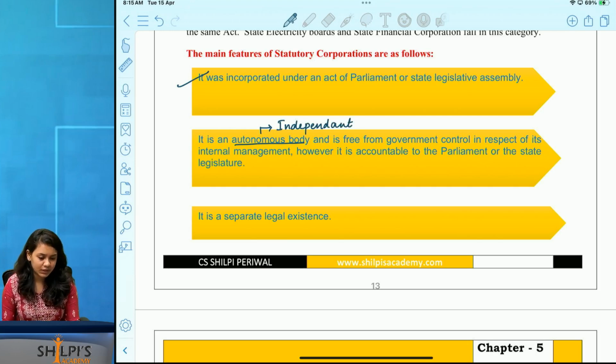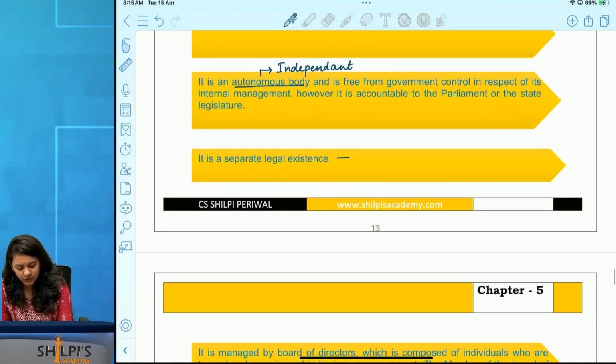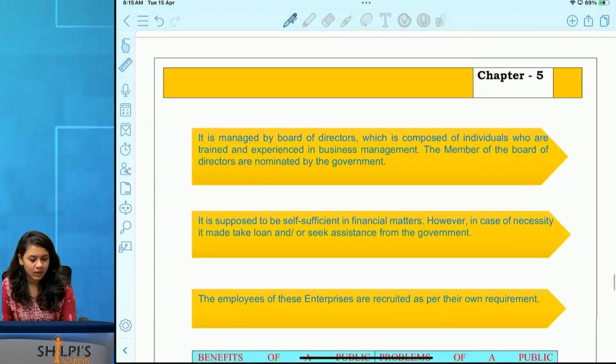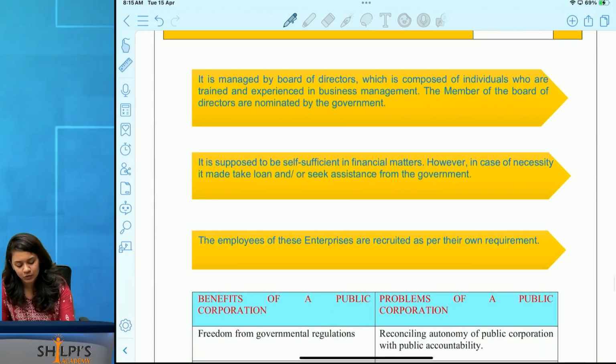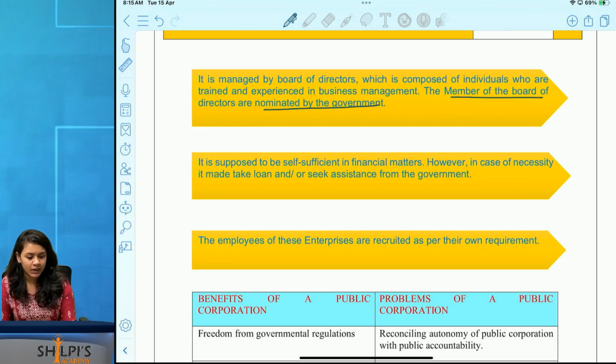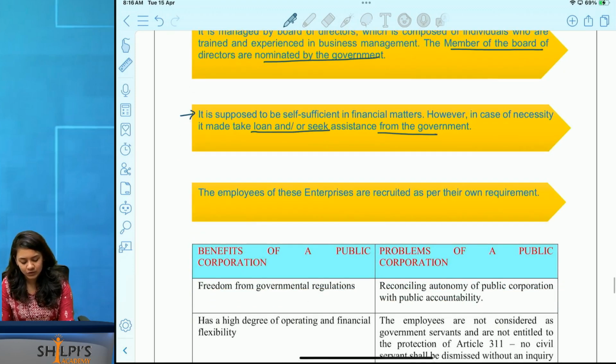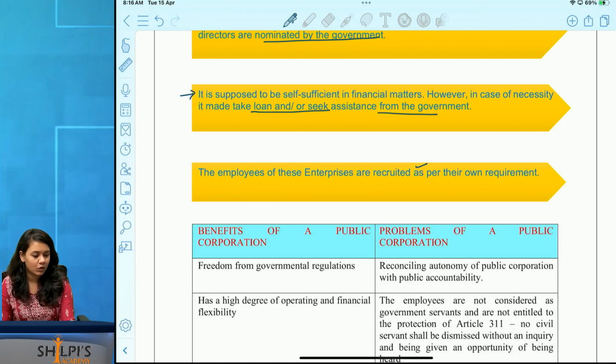It has a separate legal existence because at the end of the day, it is still a company registered under the Companies Act. It is managed by a board of directors composed of individuals who are trained and experienced in business management, and some members of the board will be nominated by the government. It is supposed to be self-sufficient in financial matters, however, it can take a loan or seek assistance from the government. But the employees of these enterprises are recruited as per their own requirement, and they are not to be considered as government servants.